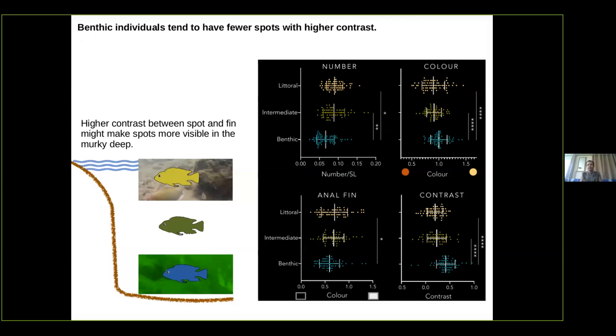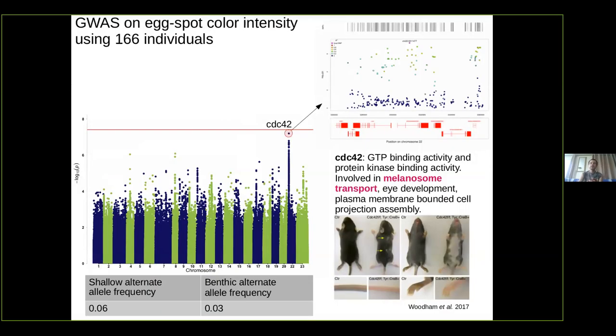There are certainly differences in this phenotype within Masoko, whereby the benthic individuals tend to have fewer spots with a higher contrast. We could hypothesize that that's because of the visual environment. If you go down deep in the lake, it's much darker and murkier than the clear, shallow waters, so having higher spot contrast might make the egg spots more visible. So there might be selection for that. There's a phenotypic difference between the ecomorphs in these egg spots, so we want to know what the genes are that underlie egg spot formation.